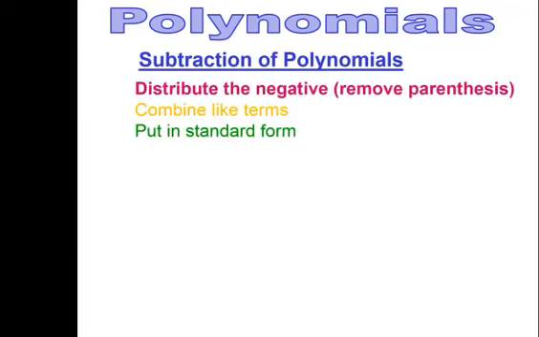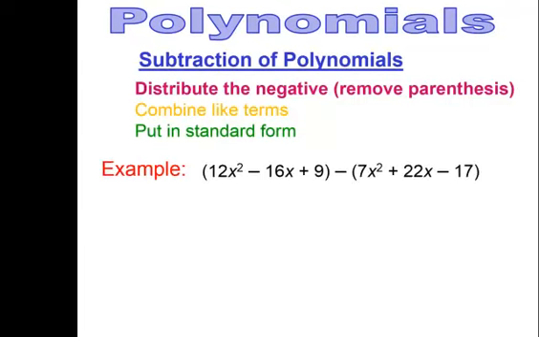Subtraction works a little differently, because what you're going to see is a minus sign on the outside of parentheses. So these two polynomials are separated by a minus sign. Well, what that means is I have to distribute that negative, or that -1 that is really there, to that second parentheses before I can actually combine. If you don't distribute that negative first, you won't have subtraction of polynomials.